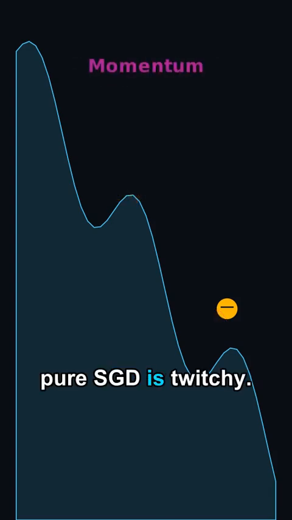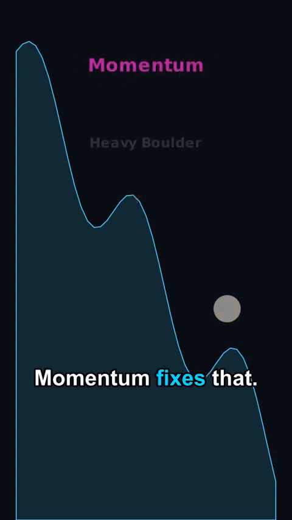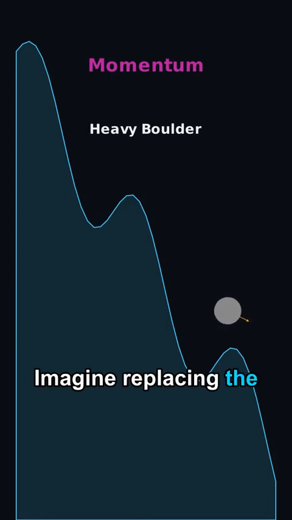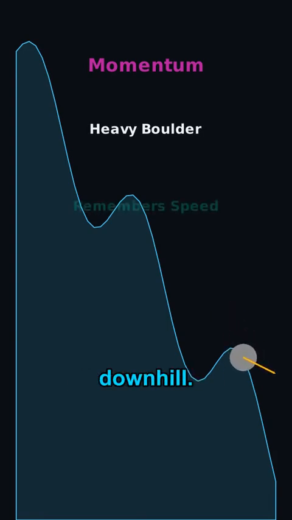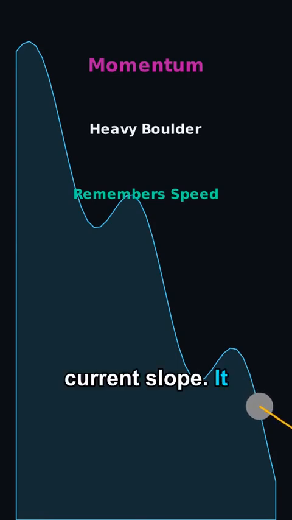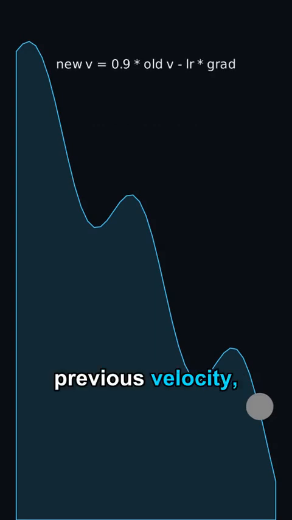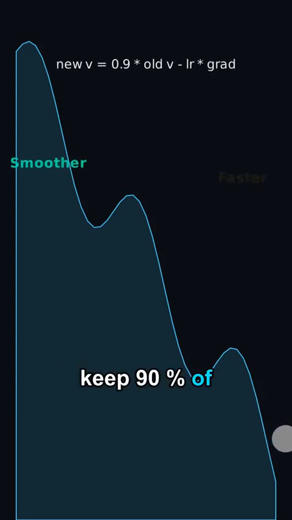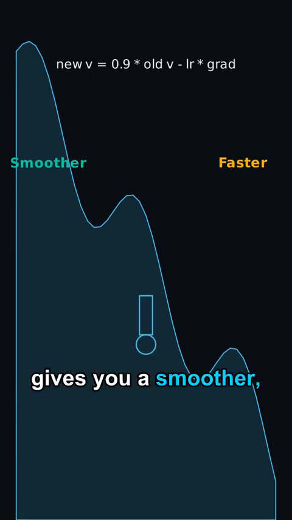But pure SGD is twitchy. Momentum fixes that. Imagine replacing the hiker with a heavy boulder rolling downhill. The boulder doesn't just react to the current slope. It remembers where it was rolling before and keeps most of that speed. Here's the rule. You take your previous velocity, keep 90% of it, and add a nudge from the new gradient. That blend gives you a smoother, faster descent. Oscillations get damped out like a shock absorber.